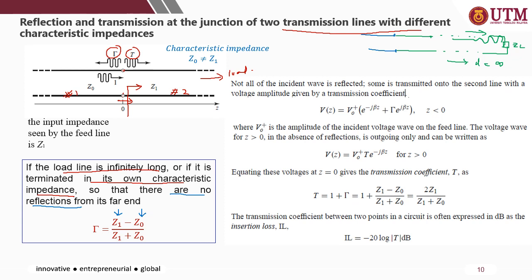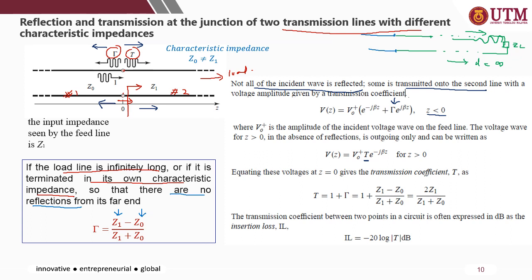Considering this condition, we know that not all the incident wave is reflected. Some is transmitted onto the second line. So at this point, some of it will be reflected back, and some of it will be transmitted onto the second line. The total voltage at z less than 0 can be calculated by this equation, depending on the reflection coefficient, the rate of reflection. And at z larger than 0, towards this direction, we can estimate the voltage by considering the transmission rate.